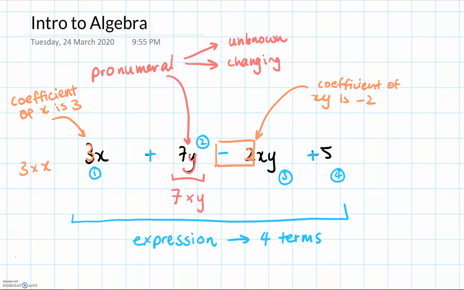And the last thing you need to know is what a constant term is. Now, the constant term is a term that doesn't have a pronumeral in it. So if you have a look here, my constant is just going to be this last bit here. The constant is a term without a pronumeral.